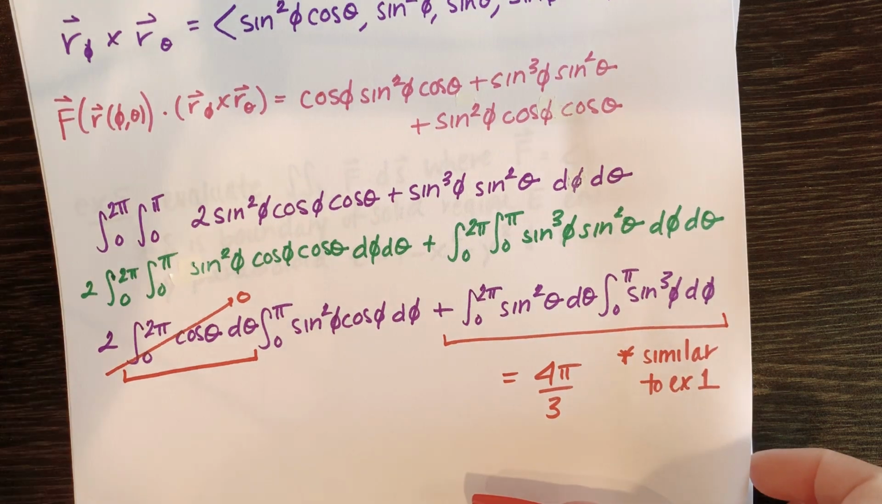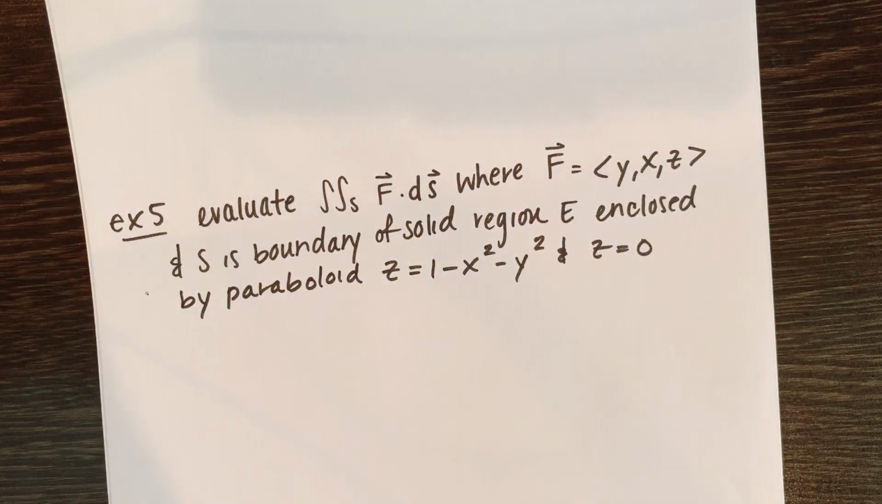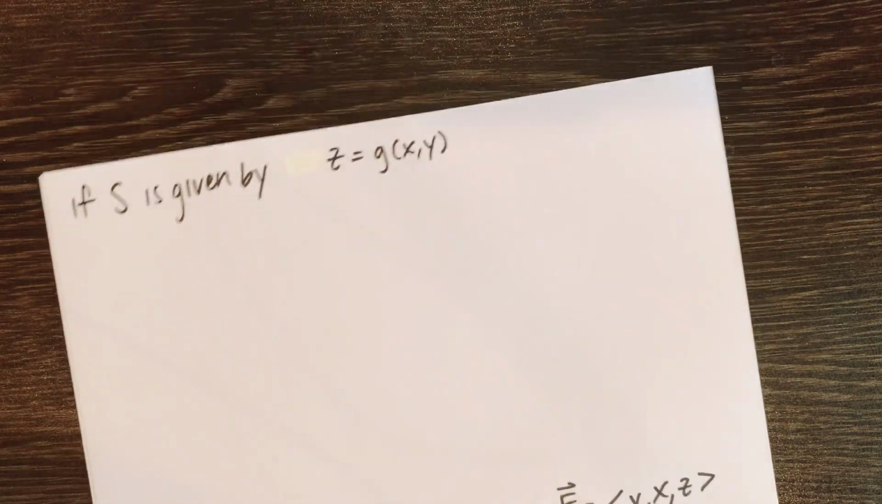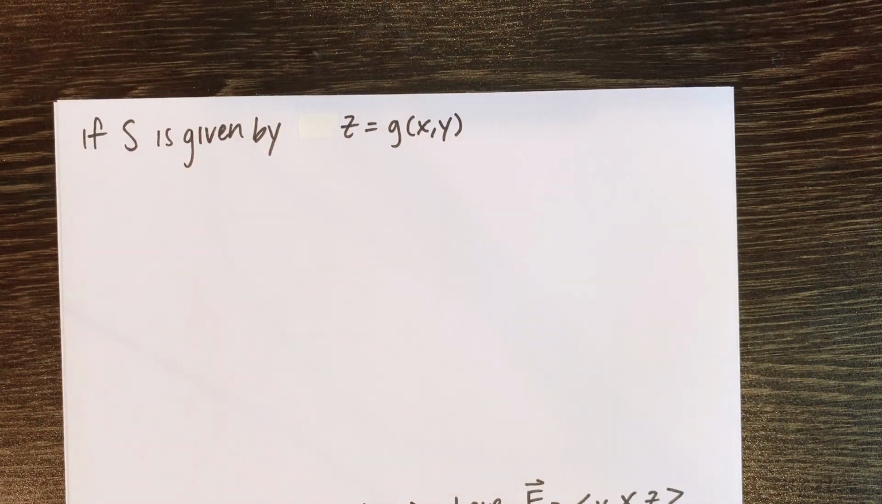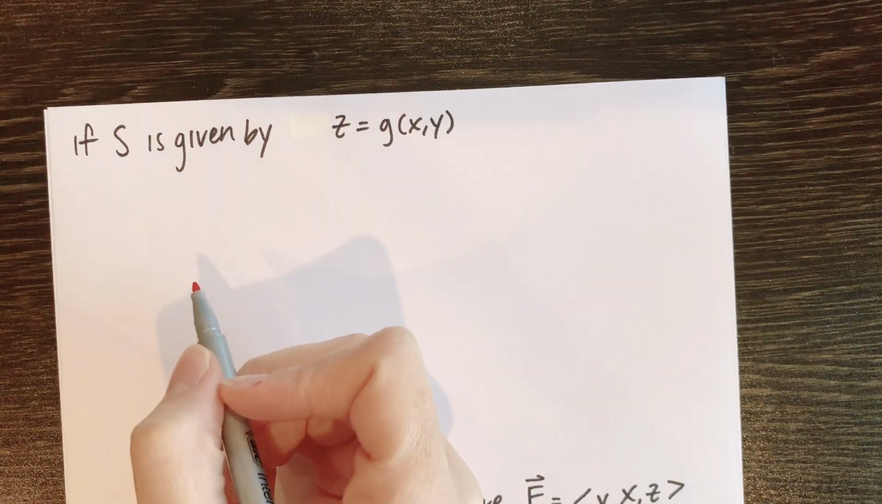So for our second example for today, we're going to be looking at the other scenario. We've seen this a couple of times, where S is defined by some function of x and y, so we let z equal that function of x and y. In order for us to calculate almost like a formula today, this type of problem is going to look a little different.